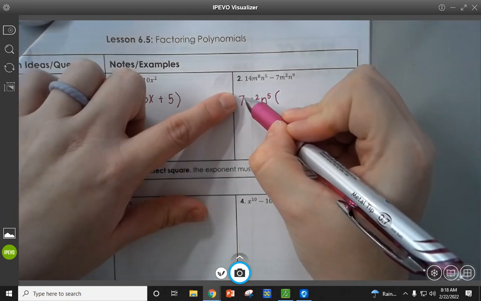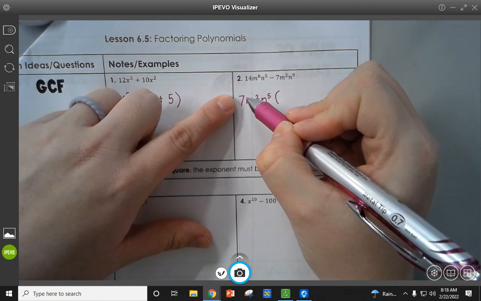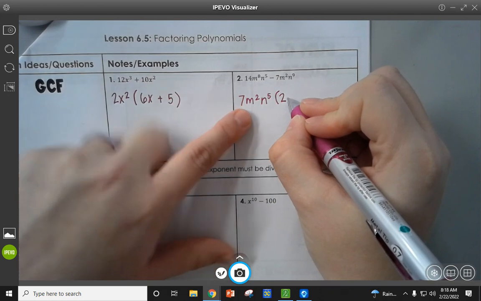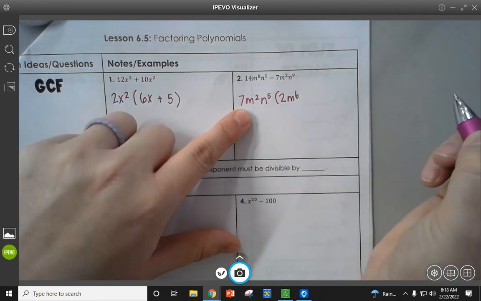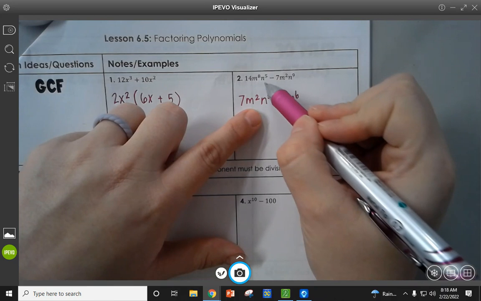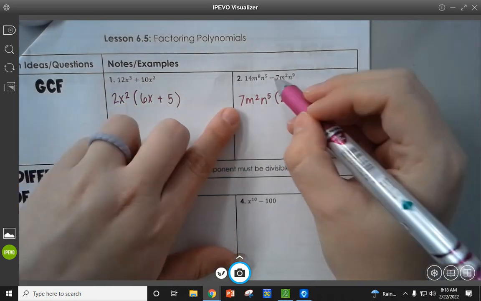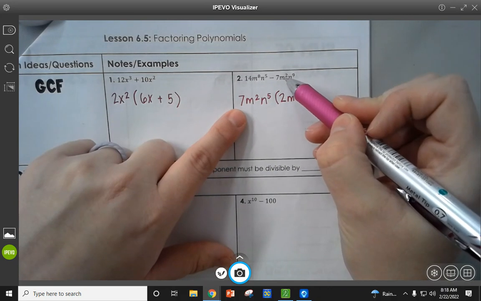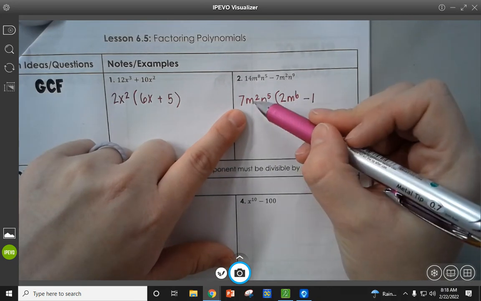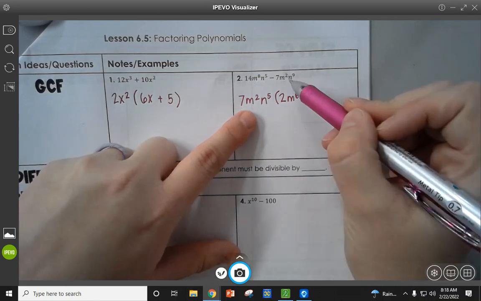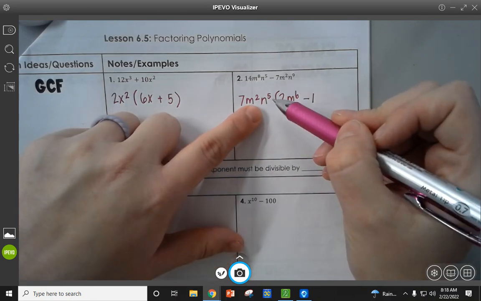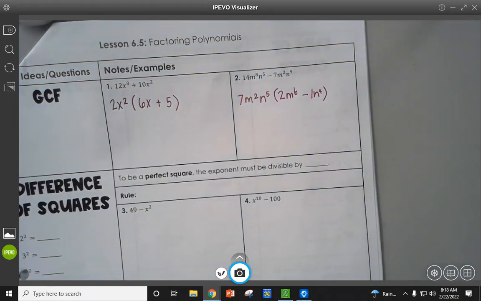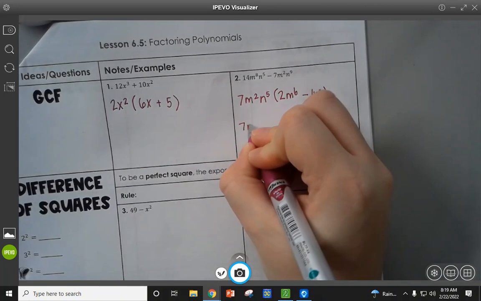So then if I divide 14 by 7, I get what? 2. How many m's are left? None. And in the n's, we took them all out. Minus 7 divided by 7 is just 1. We started with m squared. I factored out m squared. And n to the 9th, I factored out n to the 5th. So how many n's are left? 4. And really, you don't have to put that 1.